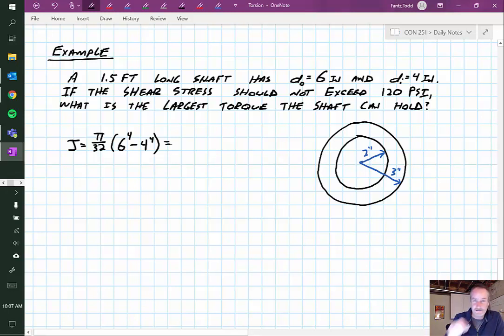I did it on my iPhone. There's a little caret symbol you can use. And when I plug that in, make sure you get your parentheses in the right place and all that business. It's just a matter of calculator skills, right? I ended up with 102.1 inches to the 4th power.